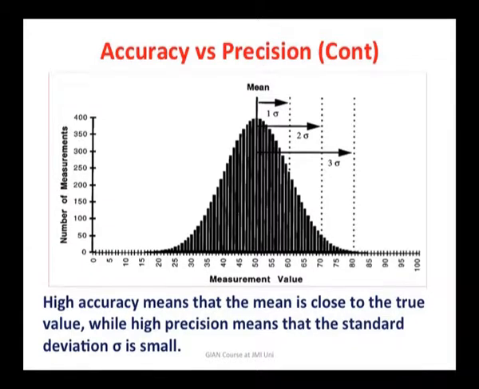So sometimes you use a bell-shaped way of representing this. You can see here, if you get very close to here, then you can say your result is quite accurate, isn't it?